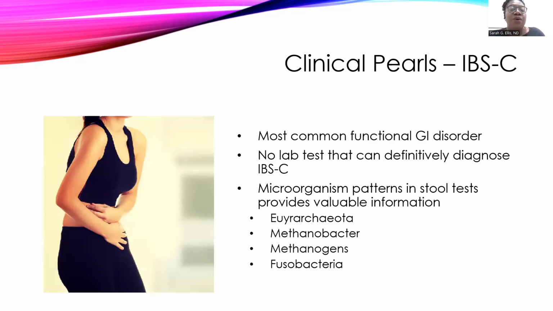Now, irritable bowel syndrome with constipation. It is the most common functional GI disorder. And unfortunately, there's no lab test to help definitively diagnose it. But there are some microorganism panels, stool tests, that can provide valuable information. So Euryarchaeota, as I mentioned before, contains the methane-producing bacteria. You'll also see elevated Methanobacteriaceae family levels, the presence of methanogens or methane in the function section, and then you'll also see elevated amounts of Fusobacteria as well.